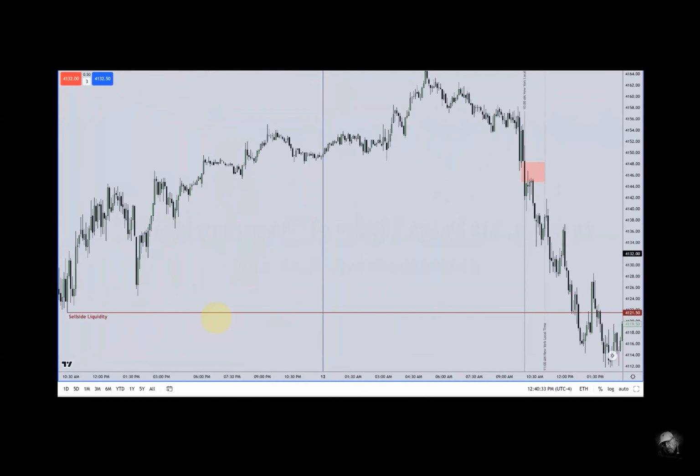Okay, so we are looking at the E-mini S&P once more. And the idea is between 10 a.m. New York local time and 11 a.m. we wait for when the market's bearish.